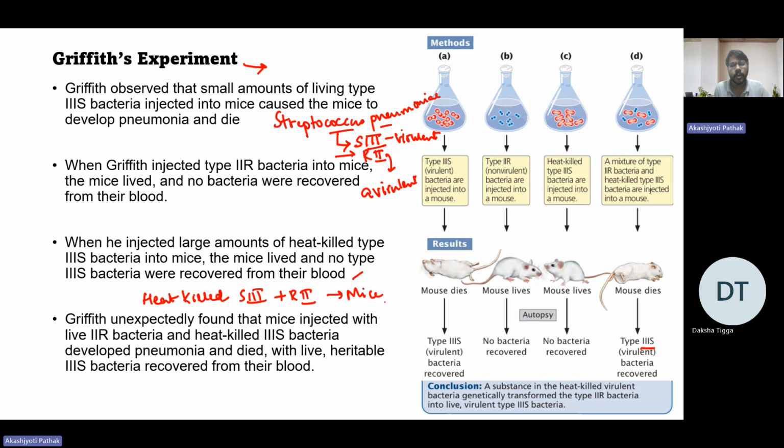So what actually happened? After that, a couple of other discoveries took place one by one, and it was found that it was actually the DNA from the S3 bacteria which was taken up by the R2 bacteria. As a result, the R2 bacteria became pathogenic, and R2 bacteria was converted into the S3 type of bacteria. This process was given the name transformation. Any bacteria has the ability to take up the DNA present in the surrounding.